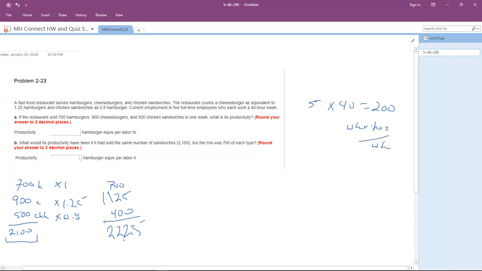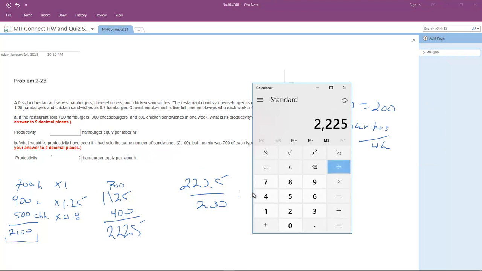So we used up 2,225 hours making sandwiches, or we have 2,225 equivalent hamburgers that we produced in this problem here. So we take how many outputs we have, it's 22.25, and we divide by 200. Okay, anybody want to guess what that's going to be? I'm just going to divide here by 200, and we're going to get 11.125.